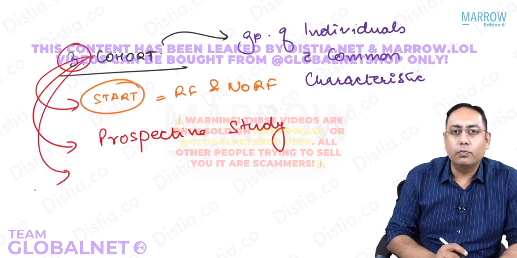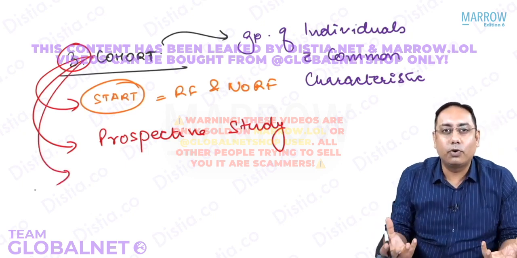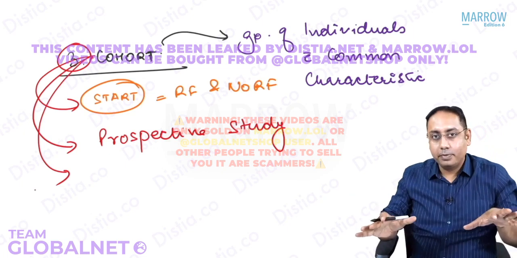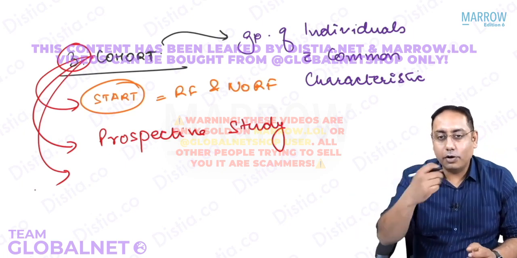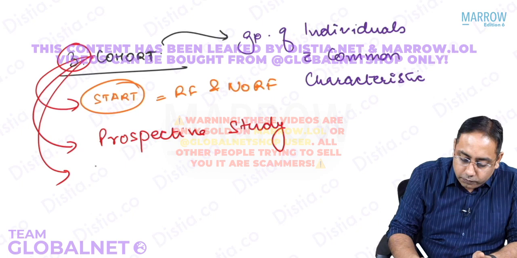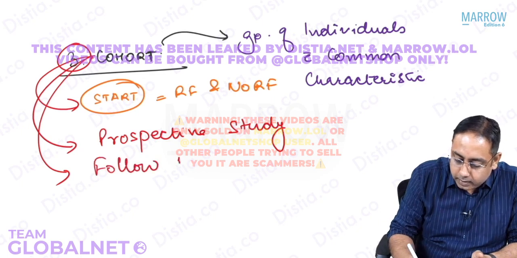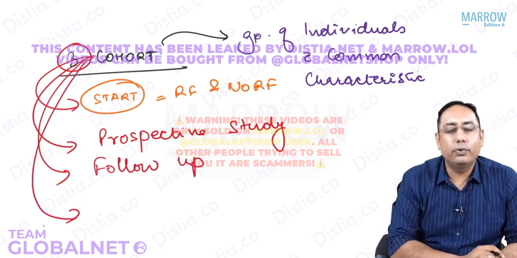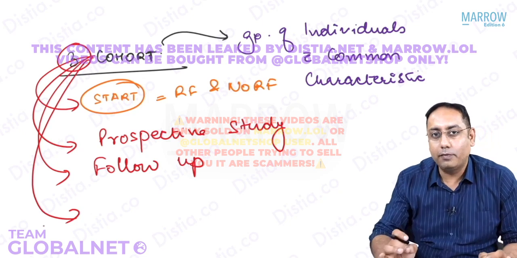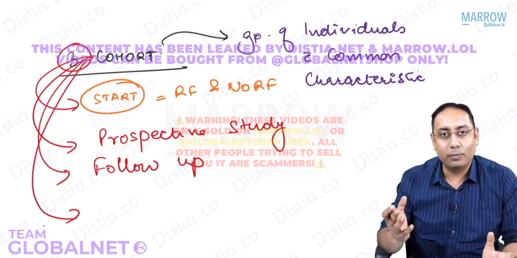In a cohort study, what is the mode? Like, how do you do a cohort study? Will you do a survey? Will you do knock-knock interviews? Or will you do follow-ups? We do follow-ups. In a cohort study, what are you going to find out? The incidence or the prevalence? Both or none? What do you think?